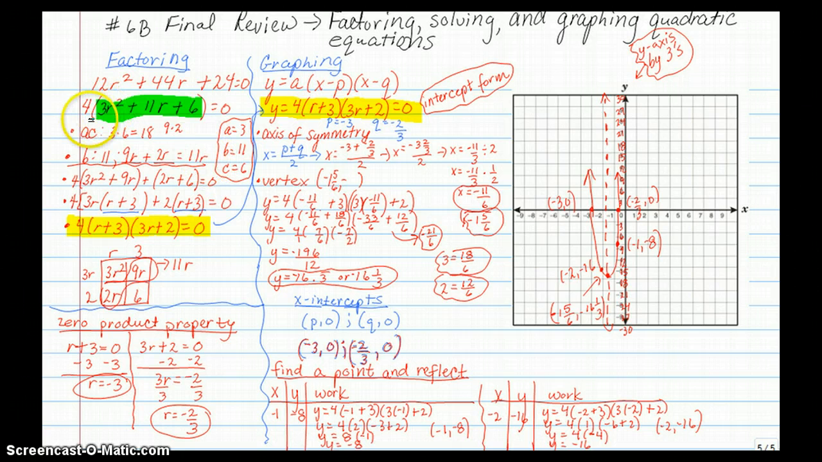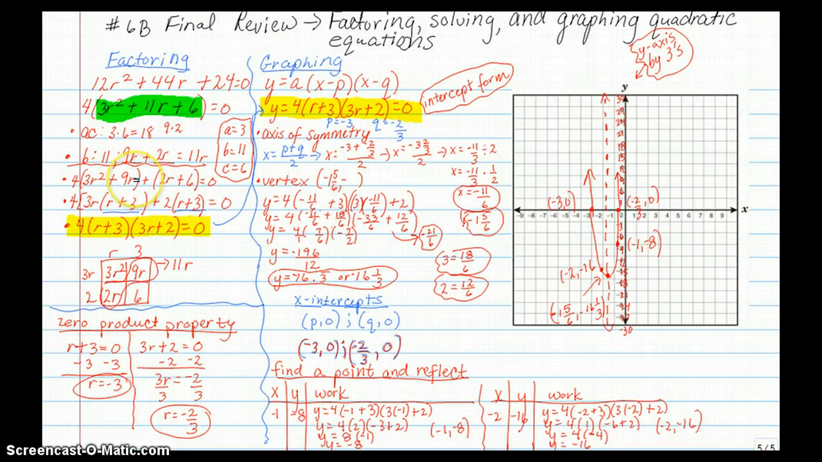Bring down your first term. Make sure you're going from the factored out problem. Bring down your 3r squared. Bring down your 6. Bring down your middle term, 9r and 2r. You could do it either way, but I preferred to put the 9r with the 3r squared and the 2r with the 6. Then you put those in parentheses using the grouping method. Make sure you make it equal to 0 because this is an equation. And then bring down that 4 out in front.